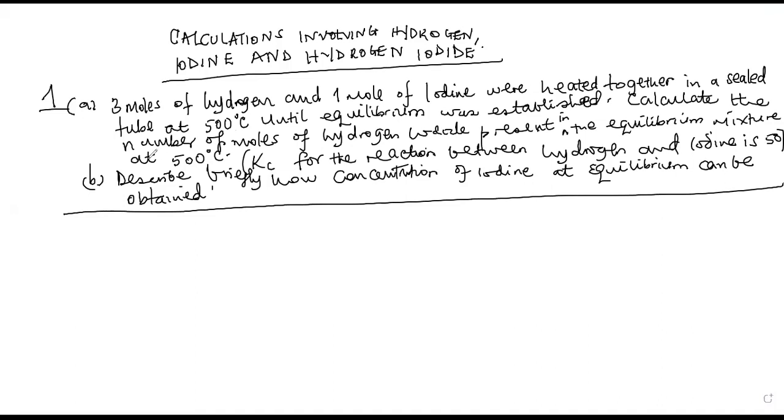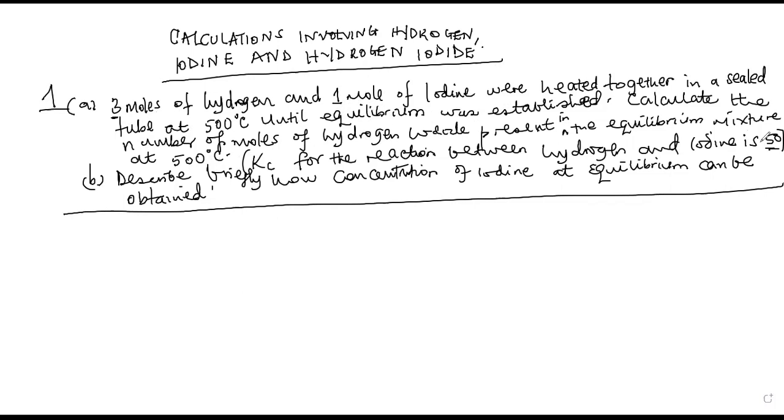They're saying that 3 moles of hydrogen and 1 mole of iodine were heated together in a sealed tube at 500 degrees until equilibrium was established. They want us to calculate the number of moles of hydrogen iodide present in the equilibrium mixture at 500. Given is the Kc, which is 50.